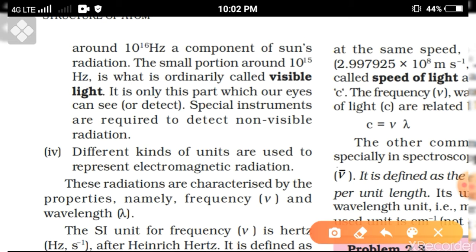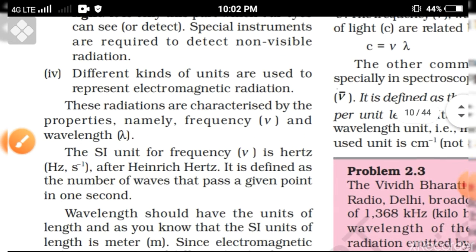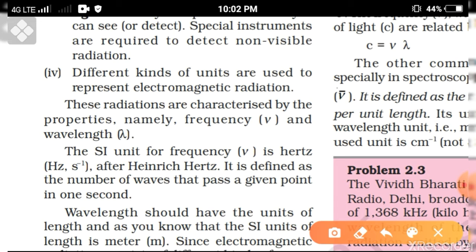Types. Fourth, what is the case of fourth? Different kinds of units are used to represent electromagnetic radiation. For the representation of electromagnetic radiation, we use different units. Here it is given that these radiations are characterized by the properties, namely frequency, denoted by nu, and wavelength, denoted by lambda. You know what is the assigned unit of frequency? Hertz.